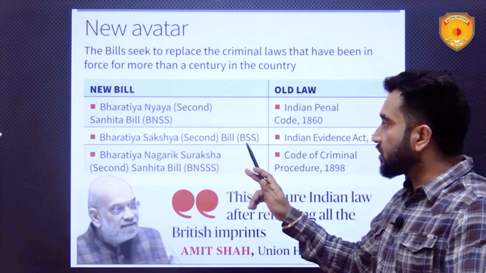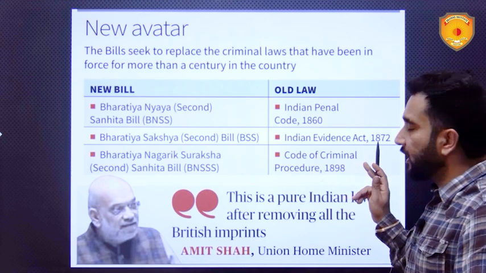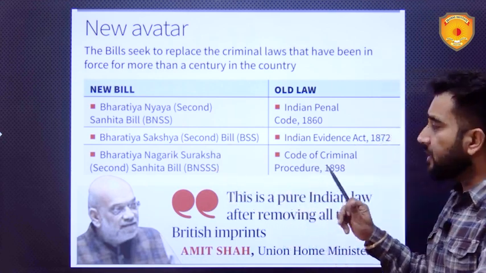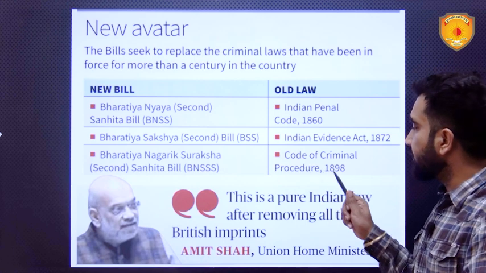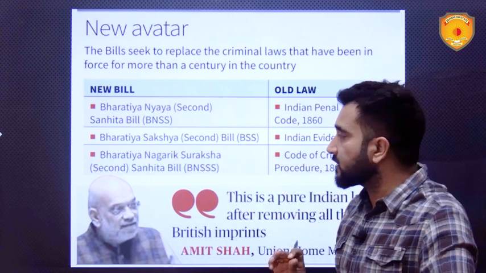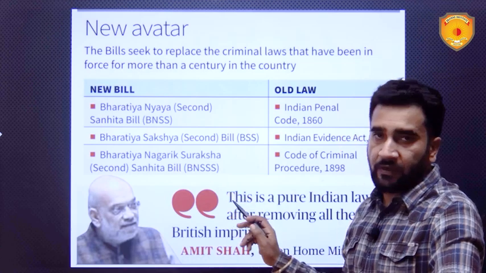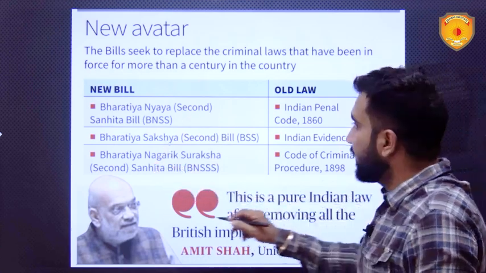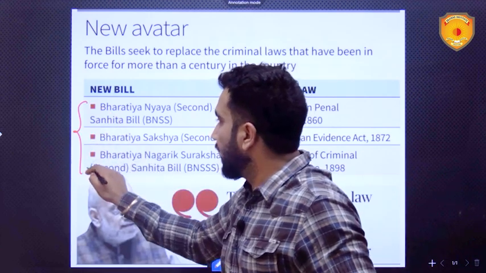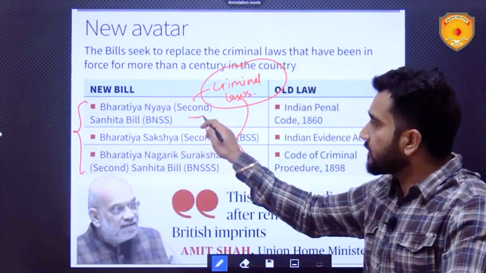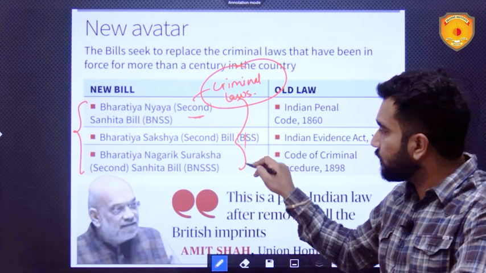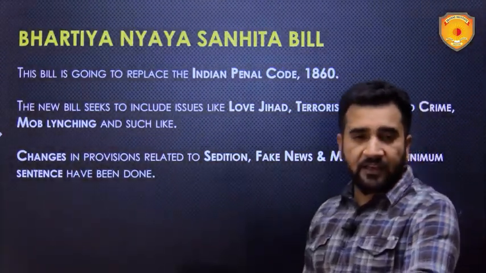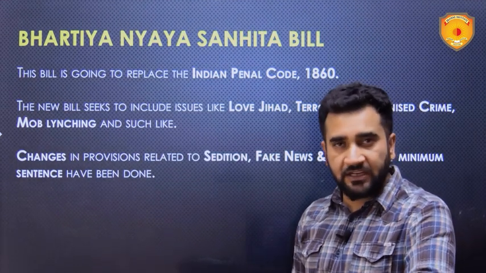Then the Bhartiya Sakshiya bill. The Indian Evidence Act of 1872 is going to be replaced by the Bhartiya Sakshiya bill. Third is the Code of Criminal Procedure, that is CrPC of 1898, which is going to be replaced by the Bhartiya Nagrik Suraksha Sanhita Bill. So these three bills are collectively called the three criminal laws in India. We are going to discuss this one in this particular video, and these two we will be discussing in tomorrow's session. So this Bhartiya Nyay Sanhita Bill is going to replace the Indian Penal Code of 1860.